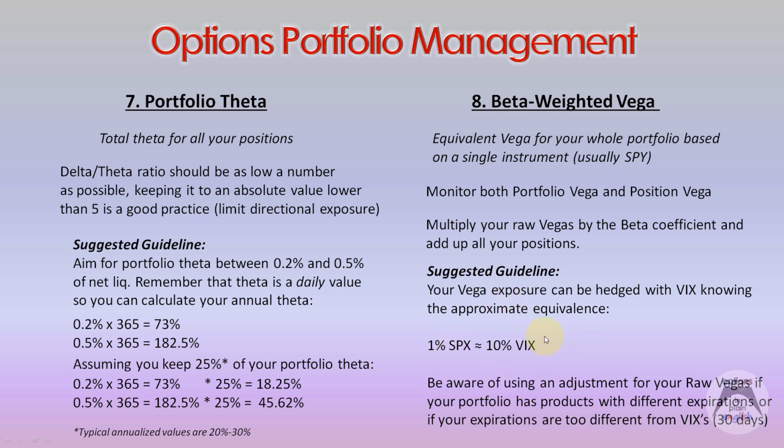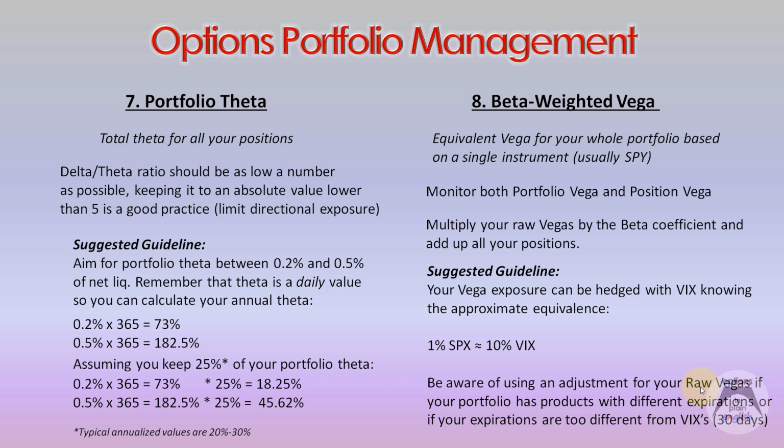VIX is an annualized number measuring the expected volatility of SPX for the next 30 days. If your portfolio is 60 days, then those moves are going to be tempered. They're going to be less than the moves for the volatility in the 30-day tenor. Because of this, you have to adjust your raw Vegas, which is another lesson in itself.